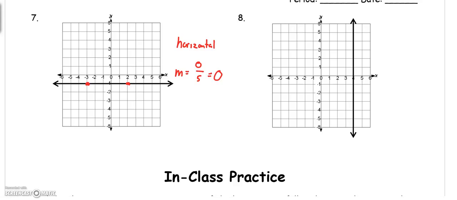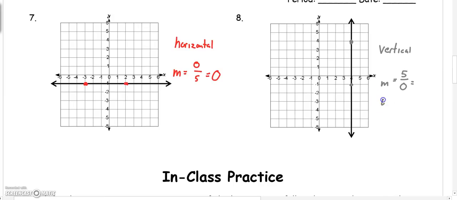The last line is my vertical line. So in a vertical line, I'm going to count how many I went up and over. If I pick any 2 points on the line, I just put my 2 dots wherever I felt like. I went up 1, 2, 3, 4, 5. I never went to the right though because they're on the same line, so 0. Remember when we have a 0, we can't divide by that, so it's an undefined slope. So vertical lines always have an undefined slope.